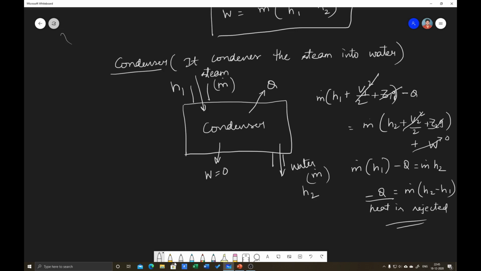In the next class, we'll see how to apply this steady flow energy equation for solving problems, and we'll discuss applications and limitations in the next class of thermodynamics.